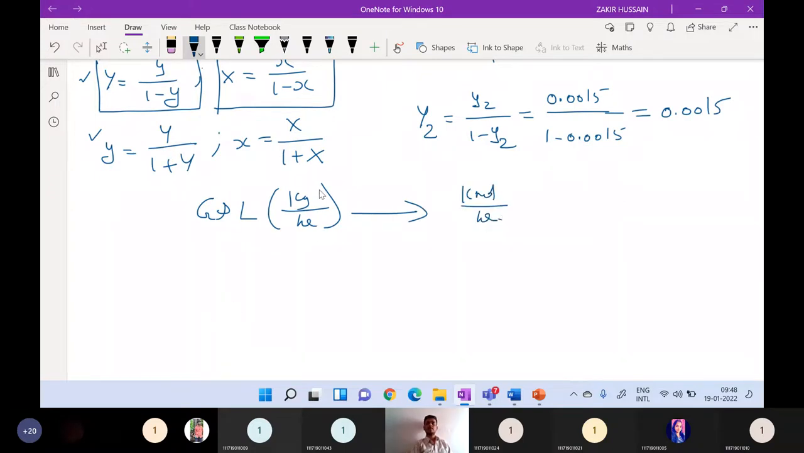So how to convert that? Kg per hour they have given, so we need to convert it into kilomole per hour. Then what we will do? We will divide using the molecular weight. If it is divided by molecular weight, what happens? The unit of molecular weight is kg per kg mole, so the kg will be cancelled and kg mole goes to the numerator. Then you can easily convert to kilomole per hour.